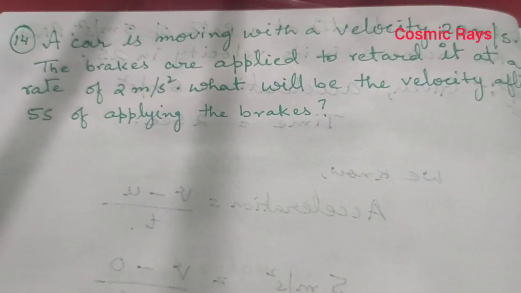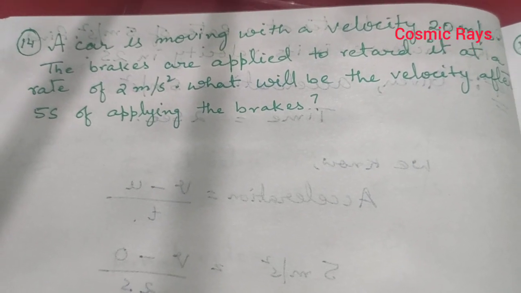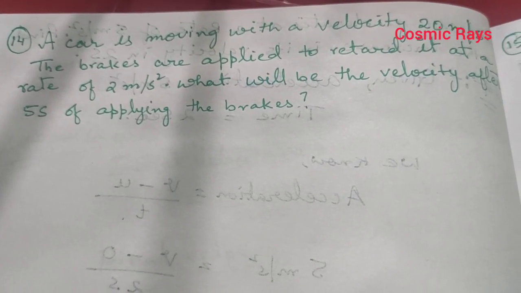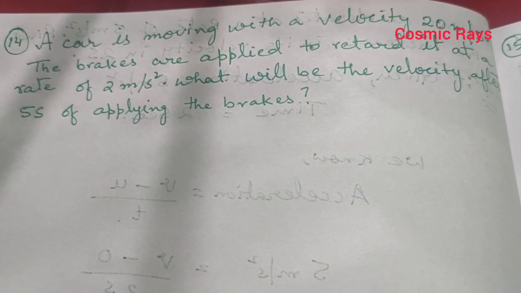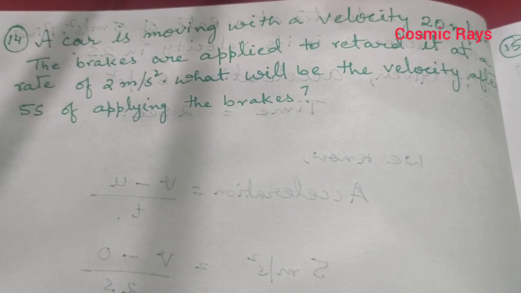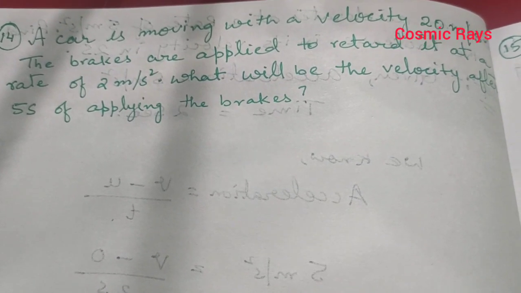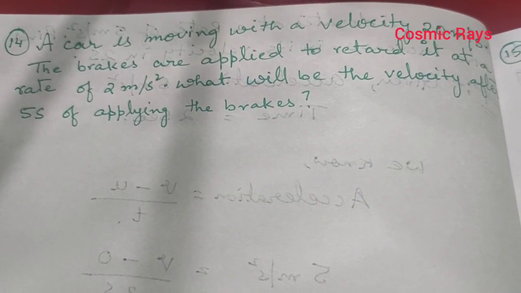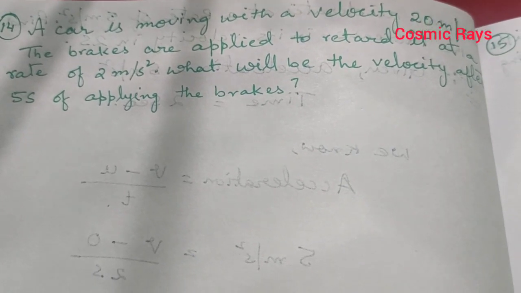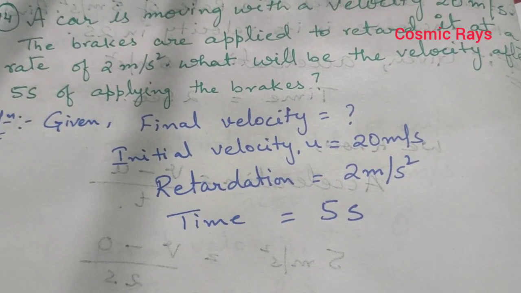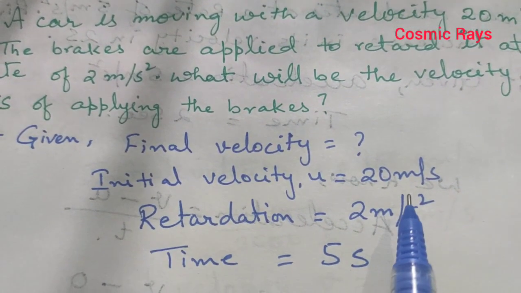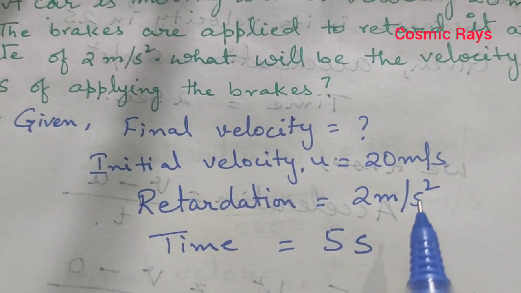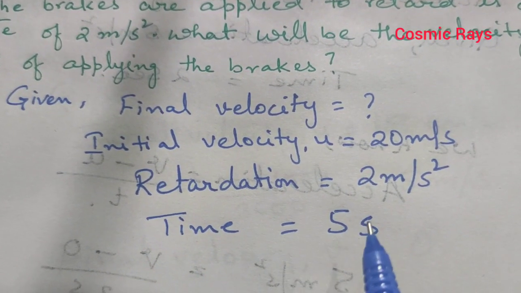Now we come to the next question, that is question number 14. It says, a car is moving with a velocity 20 meter per second. The brakes are applied to retard it at a rate of 2 meter per second square. What will be the velocity after 5 seconds of applying the brakes? So here we have written the given things. Final velocity we have to find out. Initial velocity is 20 meter per second. Retardation is 2 meter per second square. Time is 5 seconds.